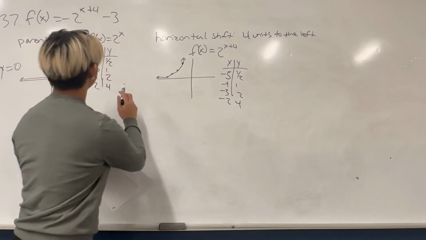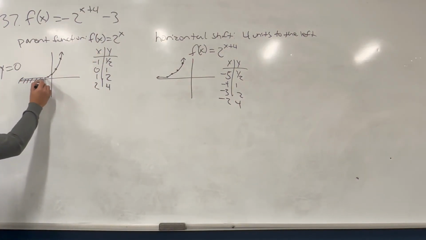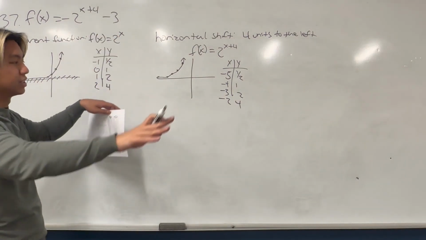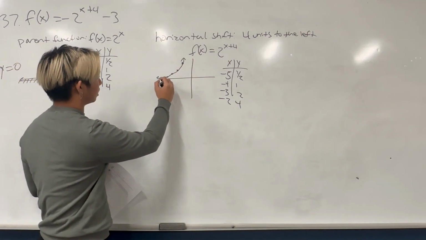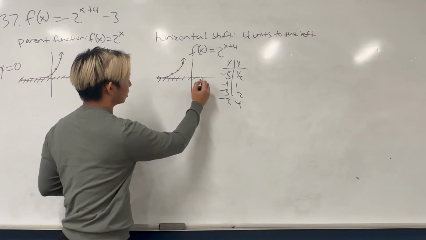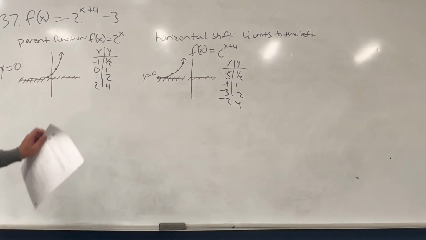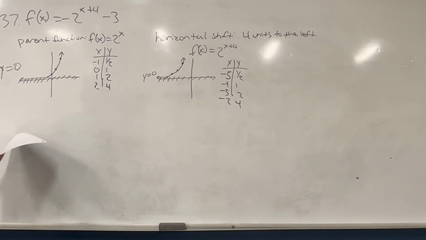And again for this one, I put y equals 0 here, but I do a dotted or dashed line, just to show the horizontal asymptote, so I know and the instructor knows. So I'll do the same thing here. Dash line, y equals 0. Okay, next transformation is reflection.